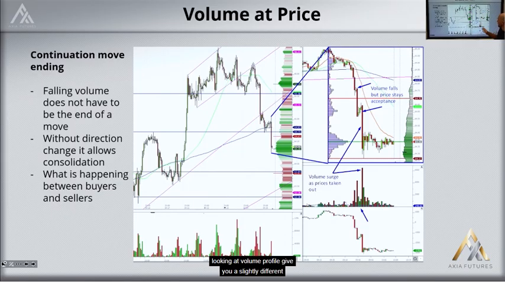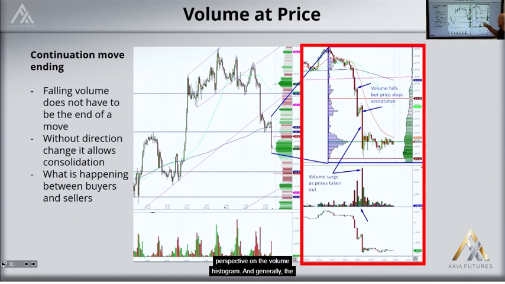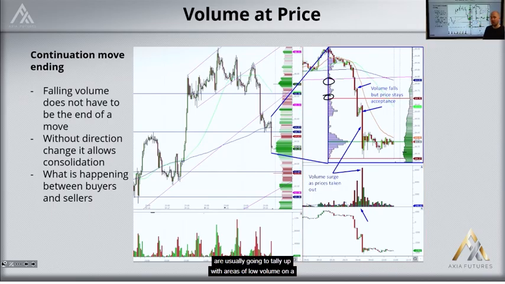I give you a slightly different perspective on the volume histogram, and generally the higher volumes on a histogram perspective, at least short term, are usually going to tally up with areas of low volume on a volume at price chart, because simply these are areas where a lot of volume is traded because you traded through multiple prices very quickly. So you traded across distance, but you've not spent any time at any one of those prices. So a lot's gone through, but it's been very, very well dispersed. Whereas here, less has gone through, but it's been very, very concentrated.